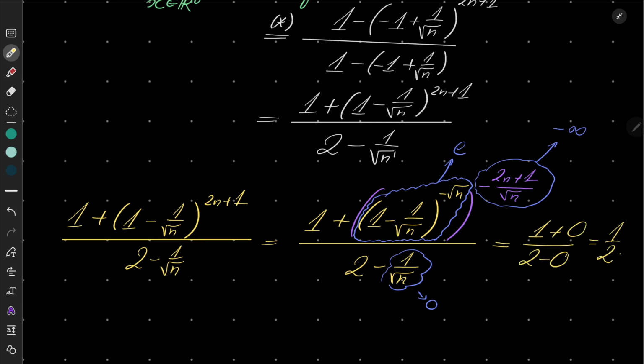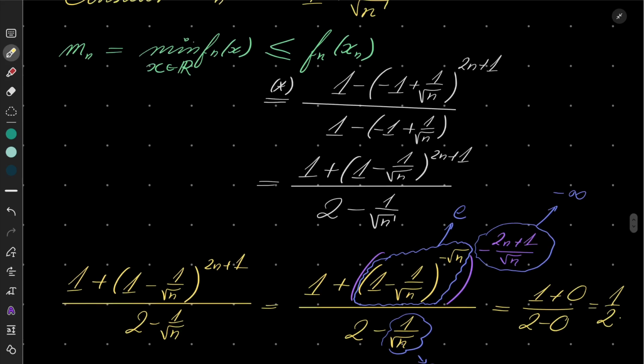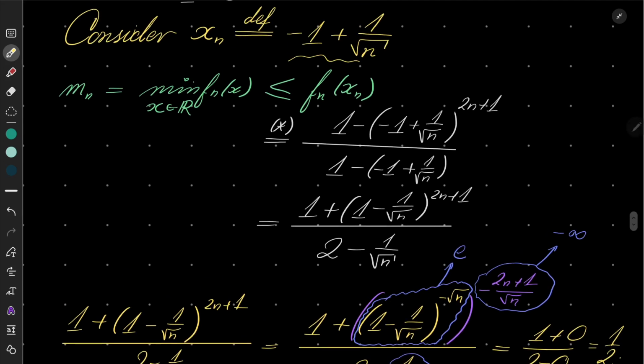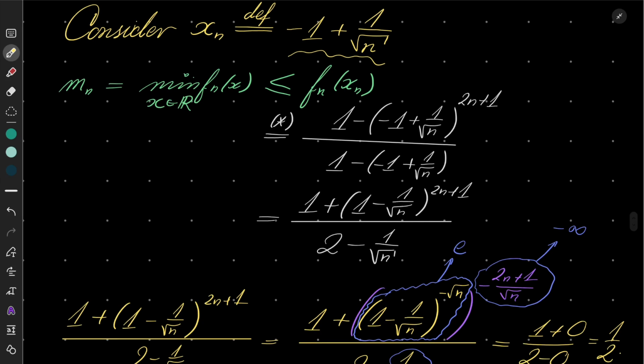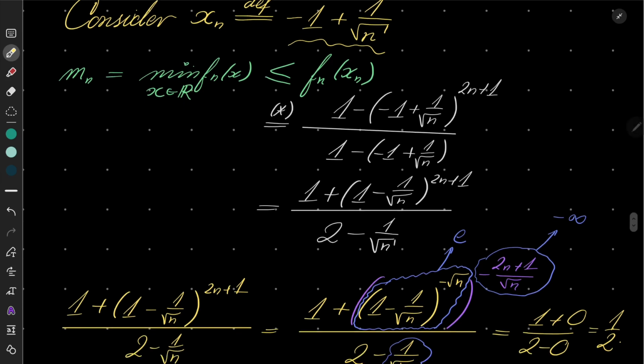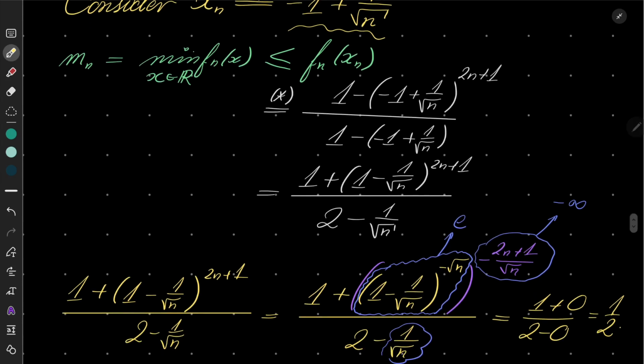Exactly what we wanted. And now, once again, why have I chosen this sequence? Well, why not something simpler? For example, minus 1 plus 1 over n. If I had chosen minus 1 plus 1 over n, after plugging in our formula, you will see that this limit would not be 1/2. It would be something different, and it would say nothing.